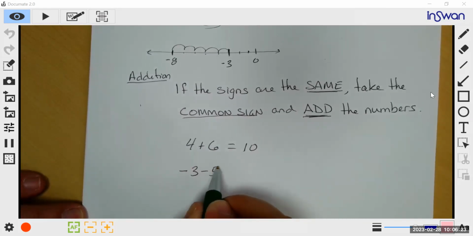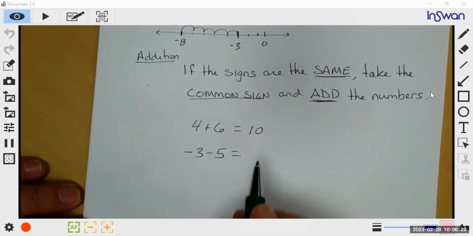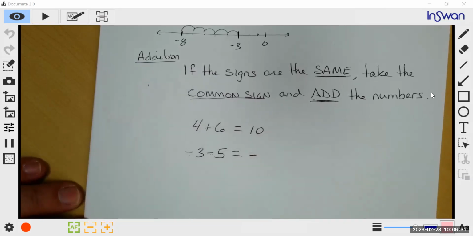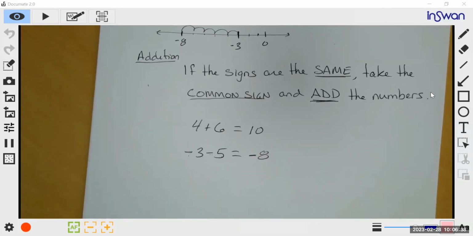-3 minus 5. They're both the same sign. So is the answer going to be positive or negative? They're both negative. So I take negative. Now add the numbers. 5 plus 3 is 8. There you have it. It changes the way you look at things when you think of it this way.